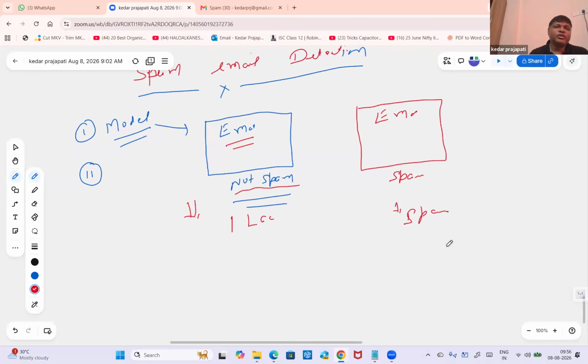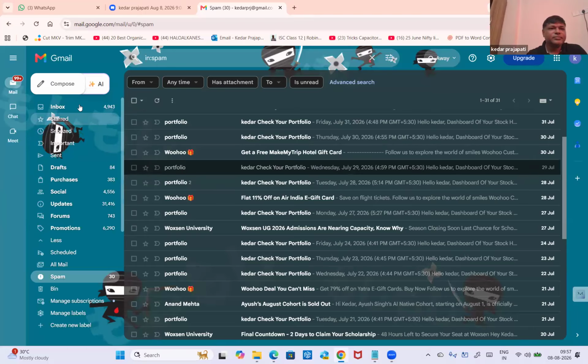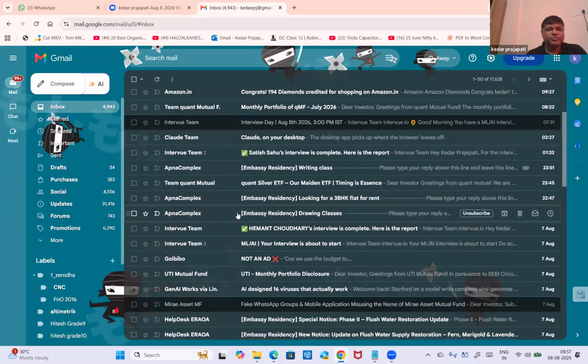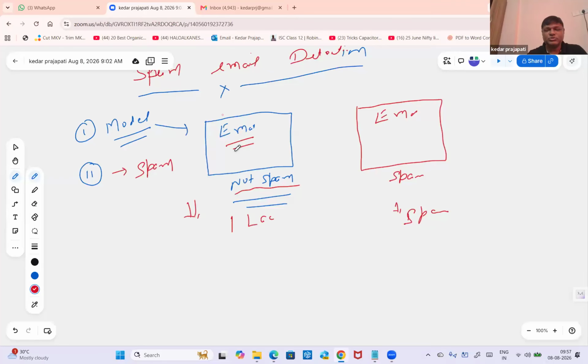Now this model will learn that if some email is coming from moneycontrol.com or some website which is not useful for you, then it will put that into the spam folder. And frequent emails, like any notification coming from HDFC Bank or some friend sending you emails, those will be categorized into your primary.